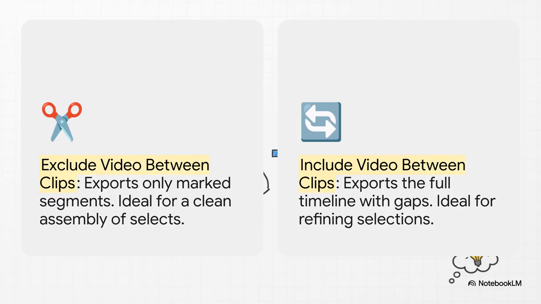You can think of it as a universal language for editing projects, and it gives you two really powerful options. The first one, exclude video between clips, gives you a nice, clean sequence of only your favorite shots, all lined up and ready to be assembled. The second one, include video between clips, exports the entire timeline with all your markers still in place, which is perfect if you want to see your selects in the context of the original footage.